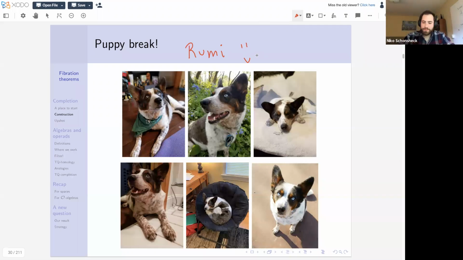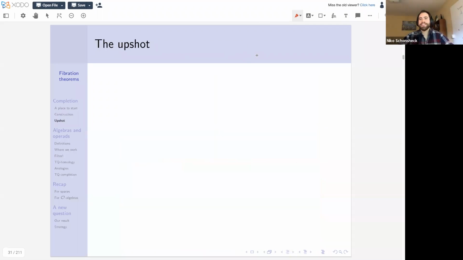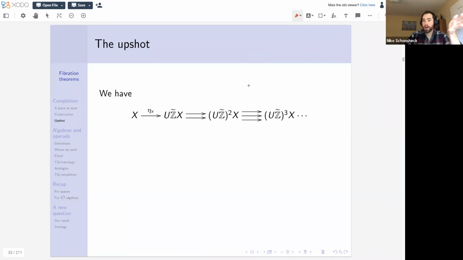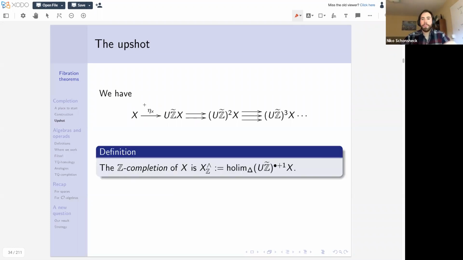Thank you for asking. So back to the math. The upshot of all this is that I have this cosimplicial diagram. It's co-augmented, so I have this map here, co-augmented into the cosimplicial thing. I'm defining the Z completion as just all that stuff glued together. Think of that, that's really what the homotopy limit is doing for us.